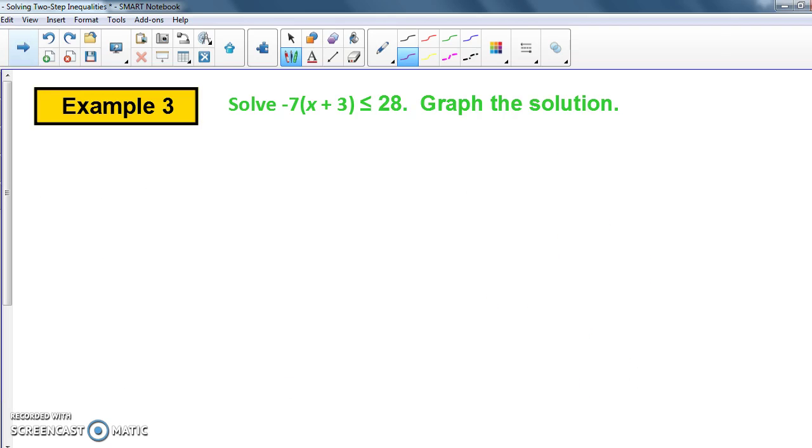Okay, the next example has an extra step in here. You'll notice there's some distribution that we have to do. So it says negative 7 parentheses x plus 3 is less than or equal to 28. All right, well, I'm going to go ahead and distribute first. So I get negative 7x minus 21 is less than or equal to 28.